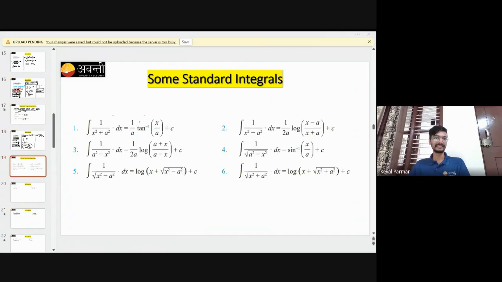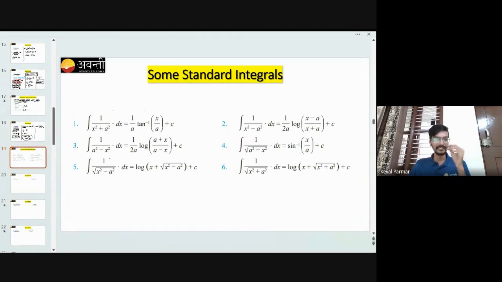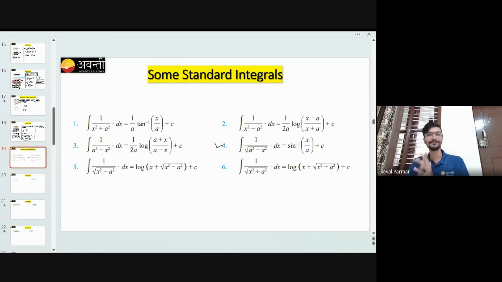So next, these are all the formulae, some standard integrals. So what can we do here? We just proved, which one did we prove? This one. We proved the fourth one, sine inverse of x by a plus c. So similarly, all of these six you can prove by using standard substitution. If you want, you can try it. And if you have any doubts, then you can bring it to me next time. I will be very happy to solve your doubt. But please make sure that you try this at home.